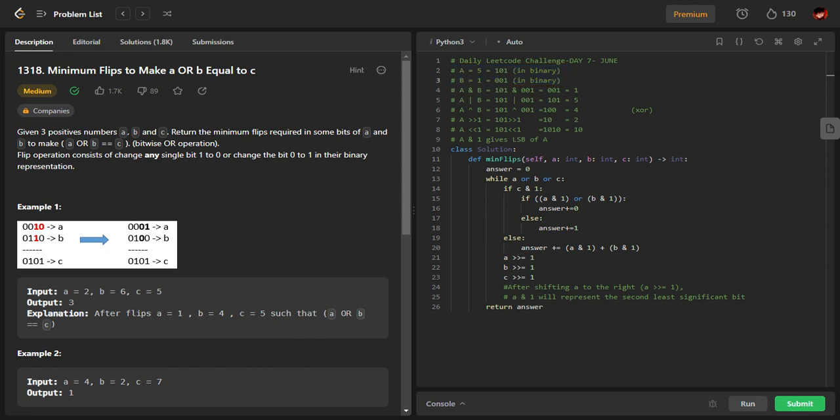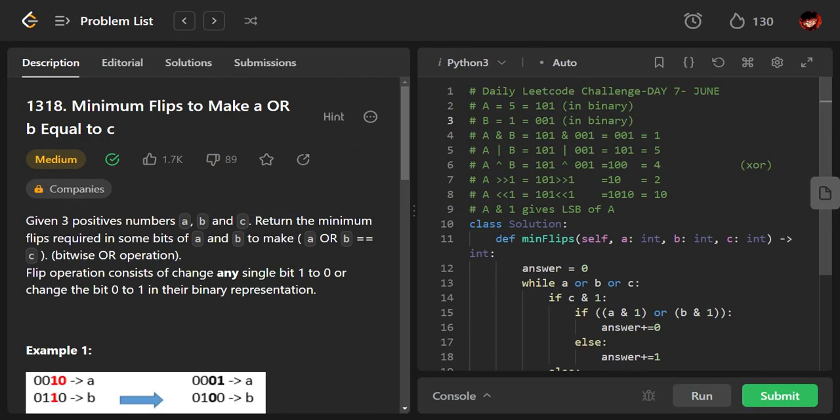Let me zoom in further. As you can see, 5 has these bits. Similarly, how do we get 1? 1 is anything raised to the power 0, right? So this is how it is written: 0 0 1. This place refers to 2 to the power 0, so 2 to the power 0 times 1 is 1. Now we will do some bitwise operations between 5 and 1.